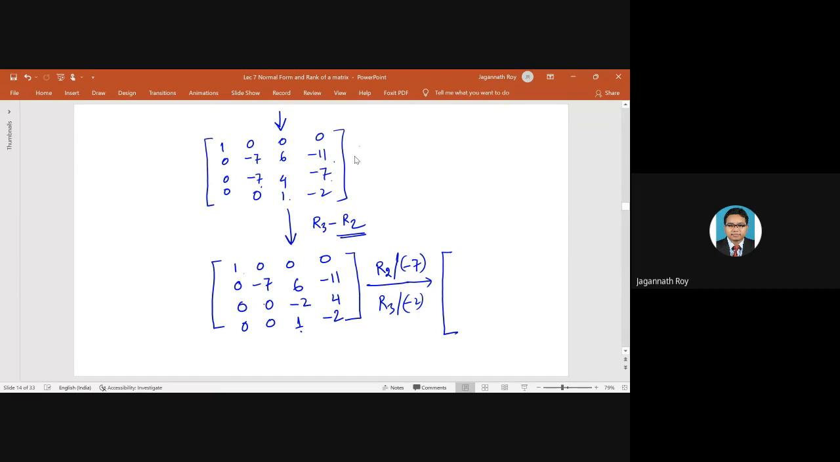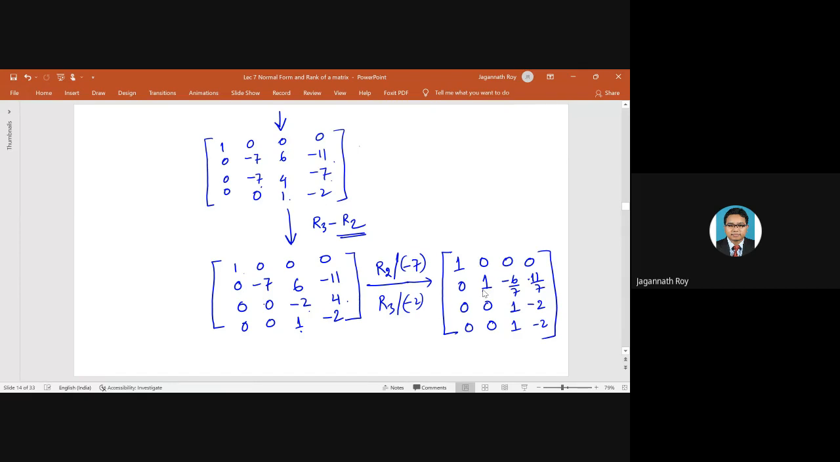Now we are doing the row operation. So 1 0 0 0. So 0. This is 1 because we are dividing by -7. So this is 1. So -6 by 7, then minus of minus, so 11 by 7, plus 11 by 7. Then 0 0, -2 by -2, so this becomes 1. So 4 by -2, this is -2. Then 0 0 1, and -2 is there.